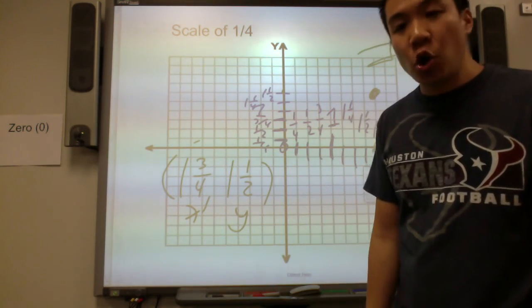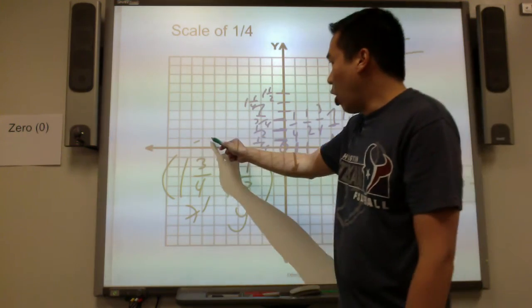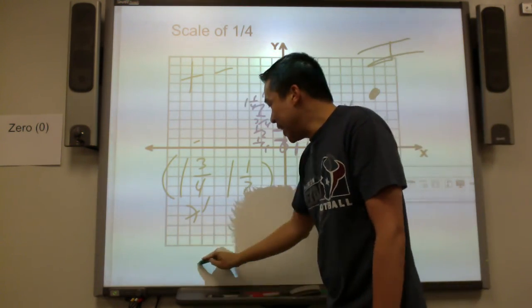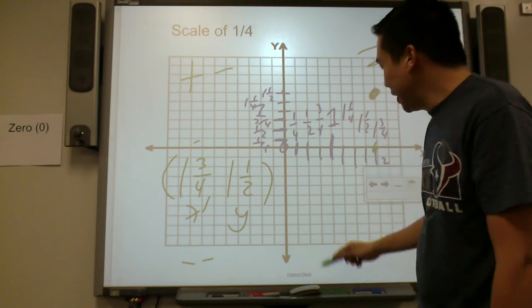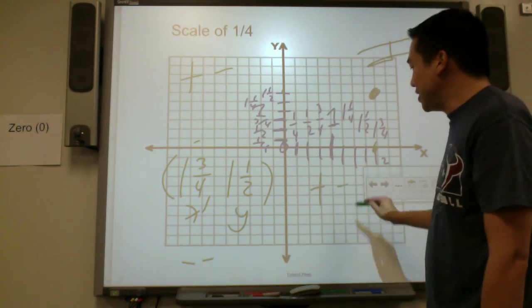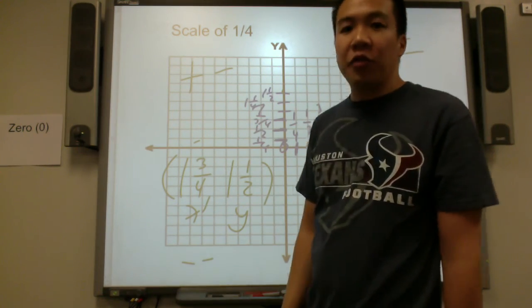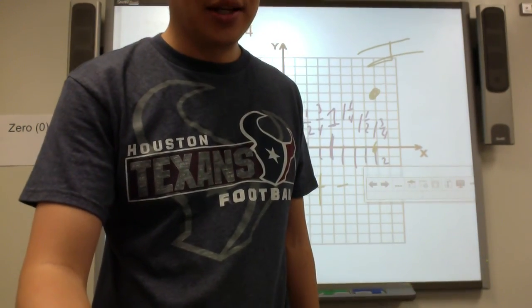Again, why is it quadrant 1? All positives go in quadrant 1. Negative x and positive y go in quadrant 2. All negatives go in quadrant 3. And positive x and negative y go into quadrant 4. This is the study of the coordinate plane with rational numbers.